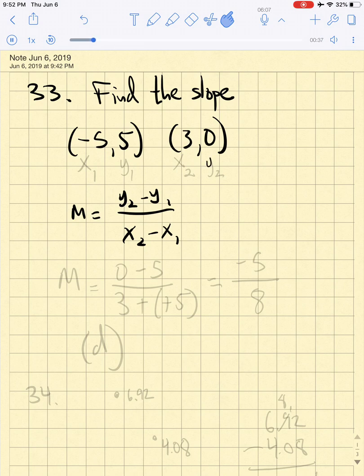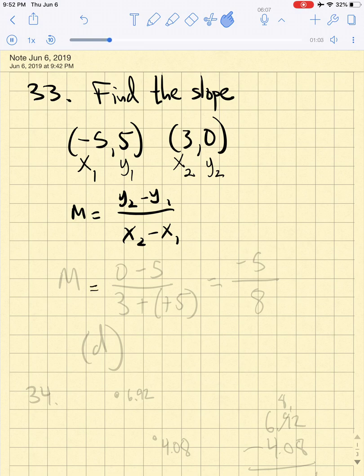Let's label it. This is y2. So if that's y2, this has to be y1. If this is y2, then this must be x2. And if this is y1, then we must say that this is x1. Okay? The x coordinate of the first point, the y coordinate of the first point, and so on. Now, we have them labeled. It's easier to do the equation. We just look at it.